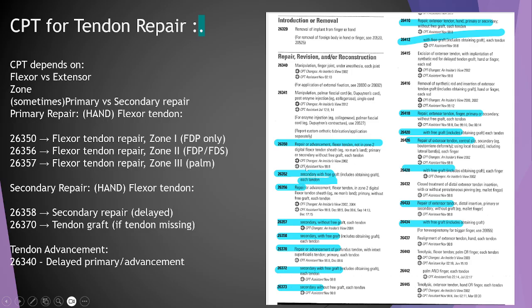Based on this, here you can see 26350, that is repair or advancement of the flexor tendon not in zone 2. Distal flexor tendon sits in no man's land. Primary or secondary without a free graft. So this is a repair of the flexor tendon. And similarly, you can also see repair of the extensor tendon. These are the CPT codes which are present.